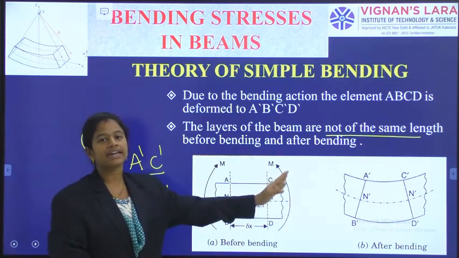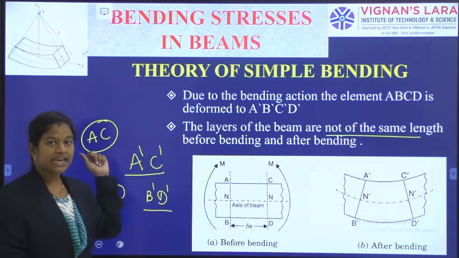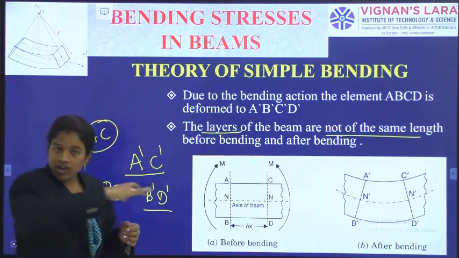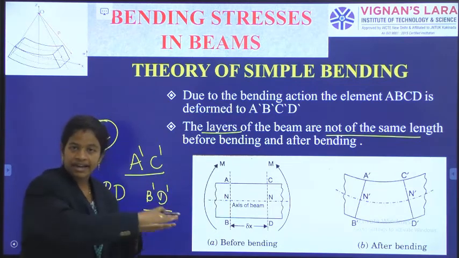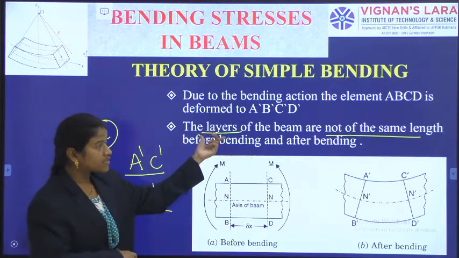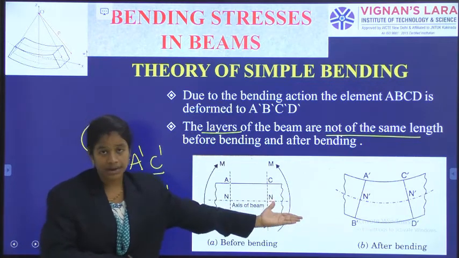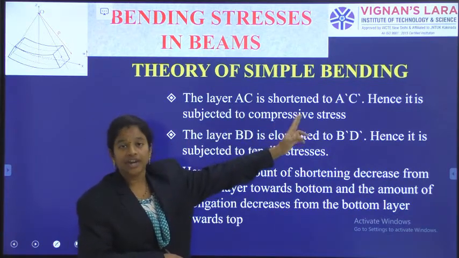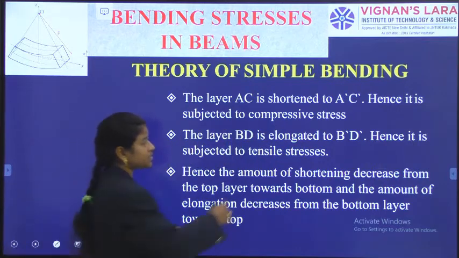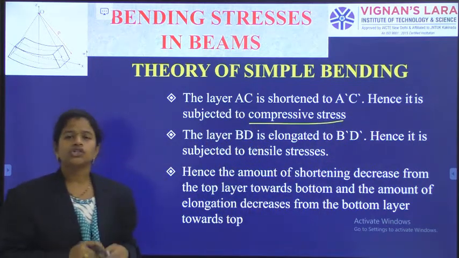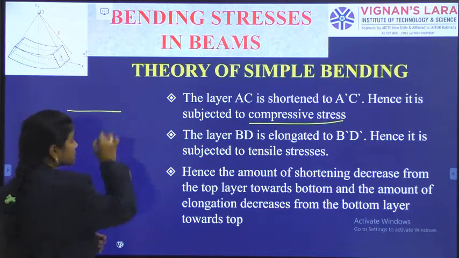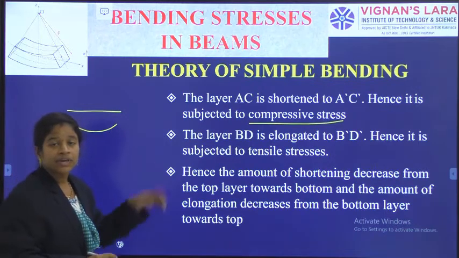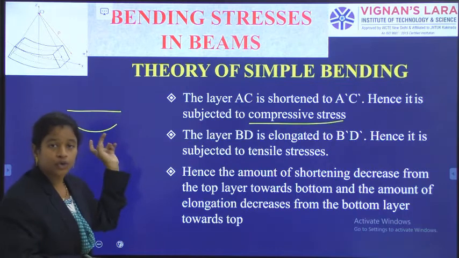Due to the application of bending, it has distorted to a new shape. The initial length of any element or filament or layer, as we have already mentioned, since we assume the beam as a layer by layer structure, those layers do not have the same length after the bending action. Now the layer AC is shortened to A dash C dash and it is being subjected to compressive stress. Initially it had some length AC, but due to bending action the initial length of AC has shortened to A dash C dash.